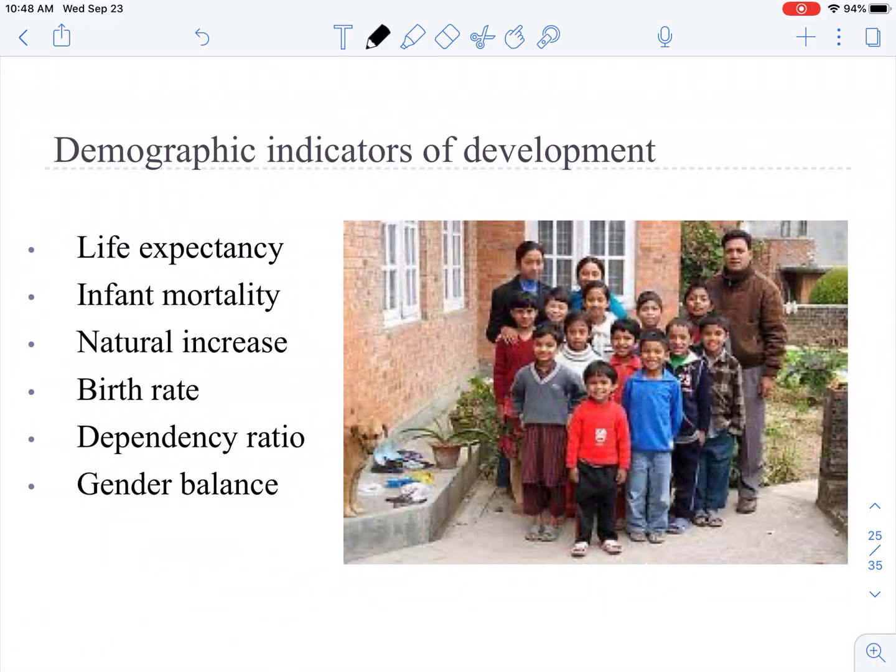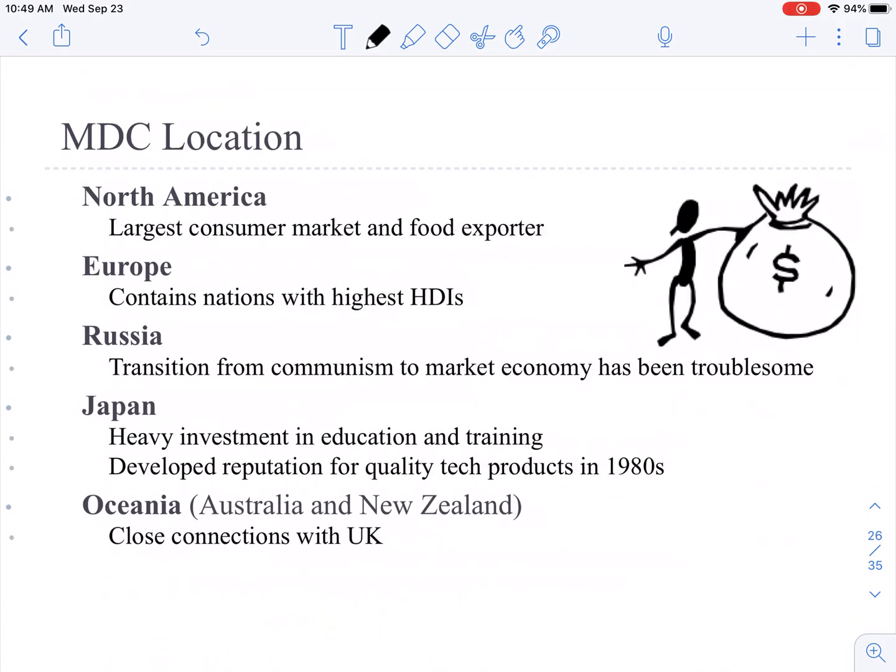Other indicators of development that we might use to judge how developed a country is: how long does a person live? How many children live past the age of 1? That's infant mortality. We could look at the natural increase rate and birth rates. We could go to a population pyramid and look at the dependency ratio, or the number of retired people and people under the working age of 16 compared to the workers. Or we could look at gender balance.